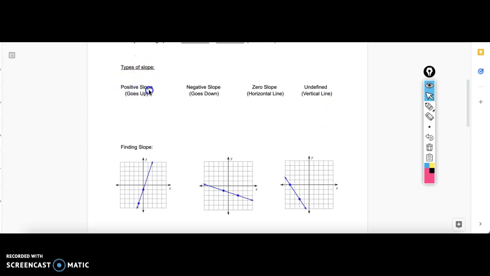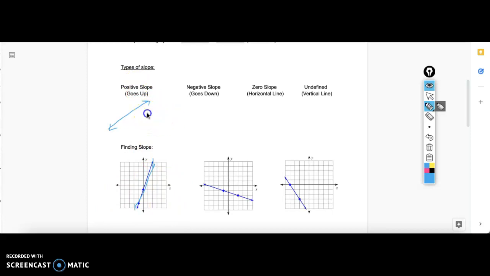Is it a positive, negative, 0, or undefined? Those are your 4 types of slopes. Positive from left to right goes up. So if I'm looking at a graph and I'm reading it from left to right, it is going to go up. Very similar to this one right here. From left to right, this graph is increasing. It is going up, which would mean that this would be a positive slope.